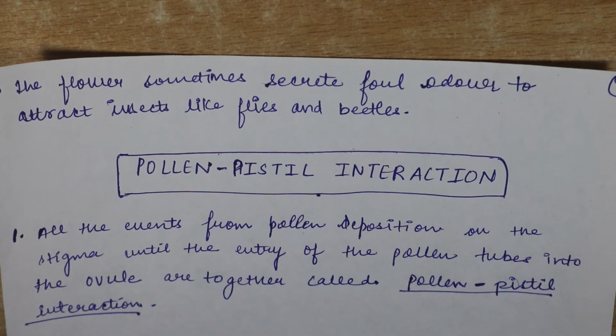So the next topic is pollen-pistil interaction. All the events from pollen deposition on the stigma until the entry of the pollen tube into the ovule are together known as pollen-pistil interaction. So whatever events occur from the deposition of the pollen grain on the stigma until the pollen tube enters into the ovule, all together are called pollen-pistil interaction.